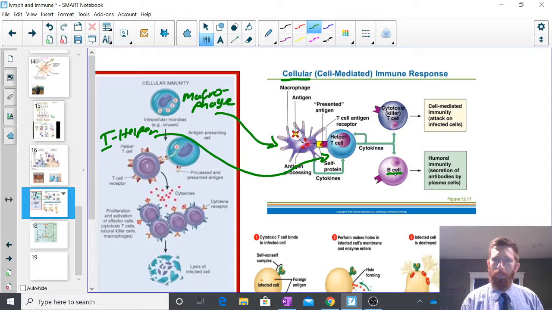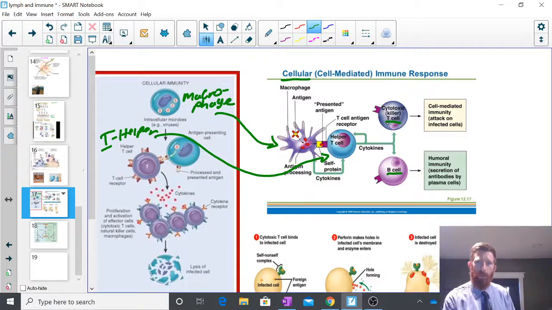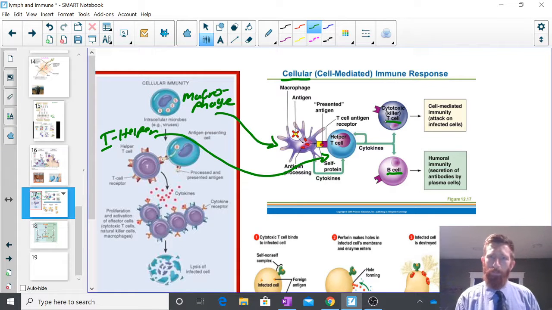So they're going to stimulate B cells, and B cells are just going to go nuts and divide, divide, divide, making antibodies, antibodies, antibodies, right? But then they also stimulate or activate these T killer cells. So they're still T cells, right? They still mature in the thymus, but they have a different job.